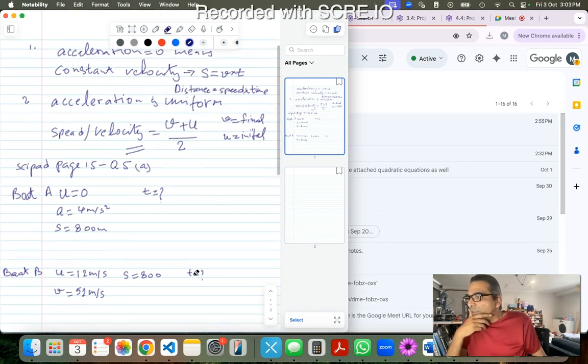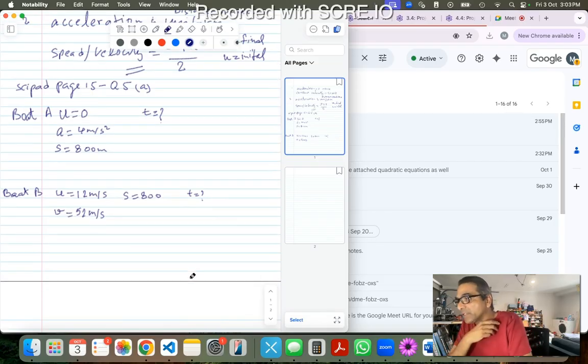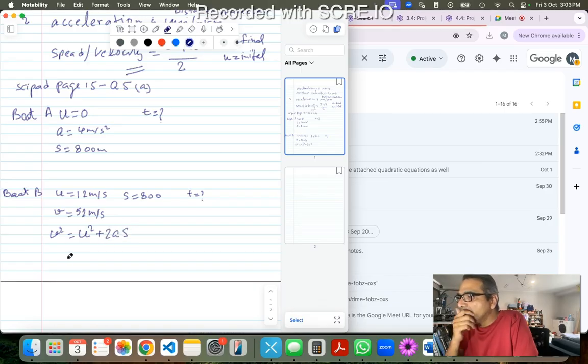Okay. So we know that without the acceleration, at this moment, we are not able to calculate our answer. So let's find the acceleration first, or whatever we can do. For that, we can first use this one, v squared equals u squared plus 2as, right?